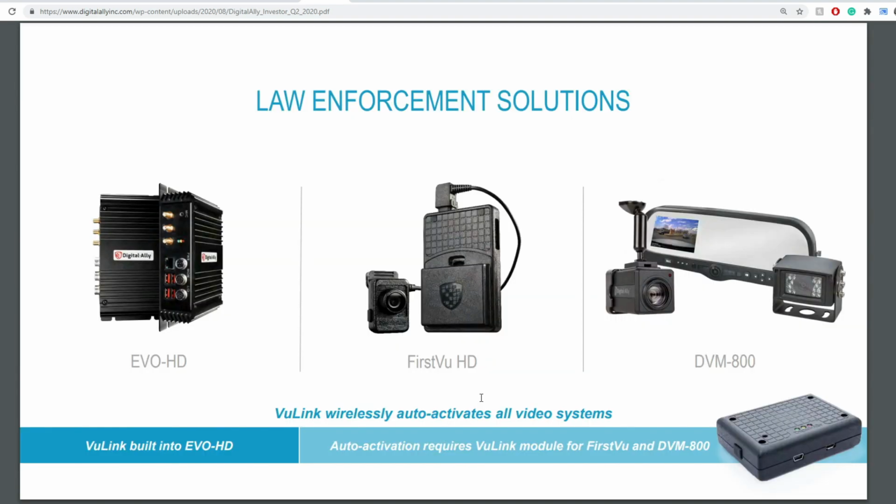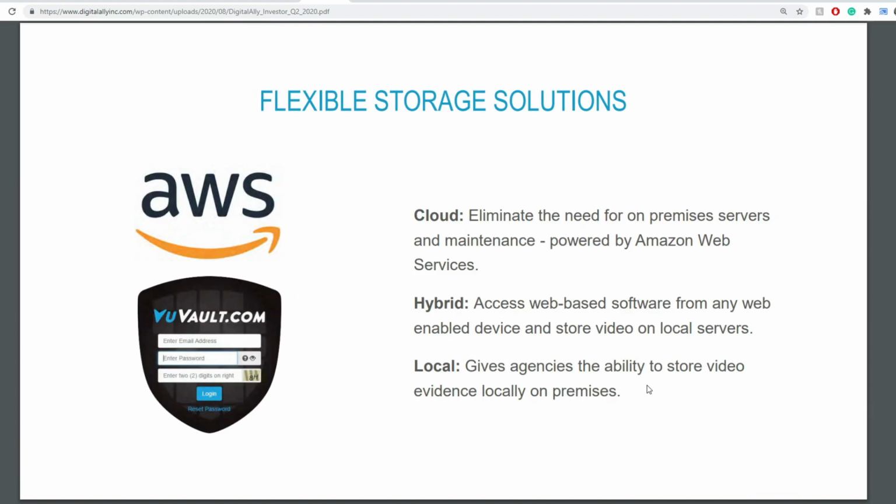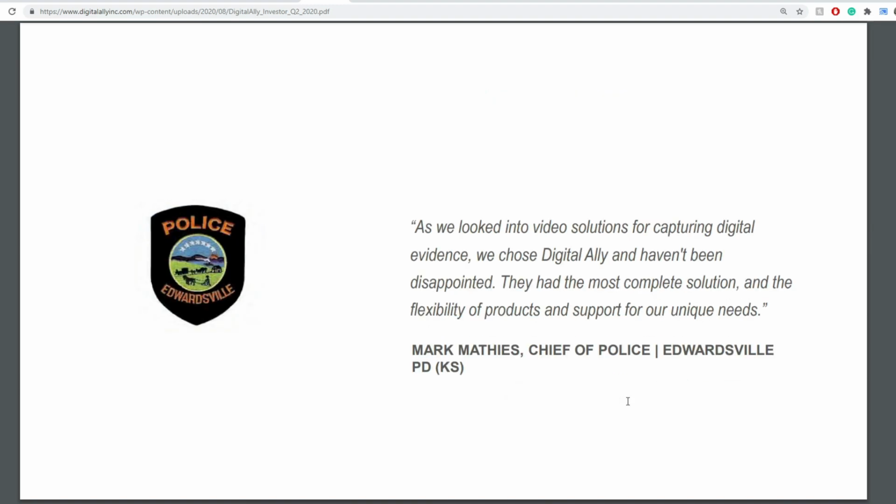And so when it comes to law enforcement, they have different products. EVO HD, FleetVU HD, which is a body cam, and the DVM 800, which is a car cam, or a dash cam, sorry. And so it has kind of all-around service, per se. Now with AWS, you have basically either a cloud service, which runs on Amazon Web Services, or a hybrid, which is either a local service backed up on the cloud, or just local, which is stored locally on premises.